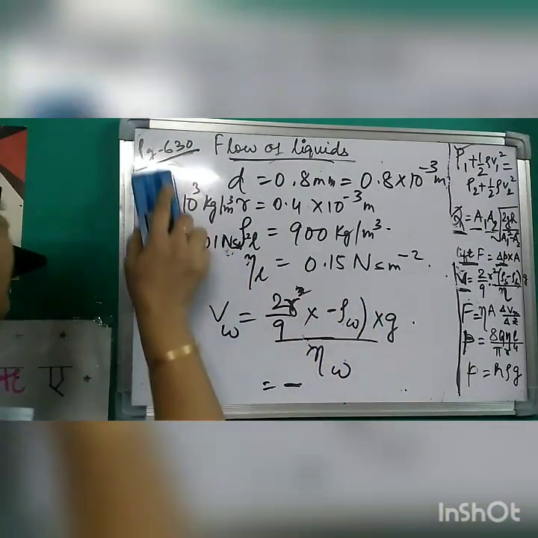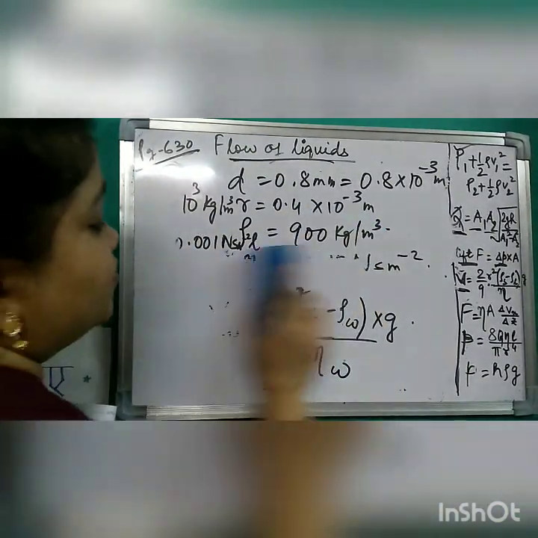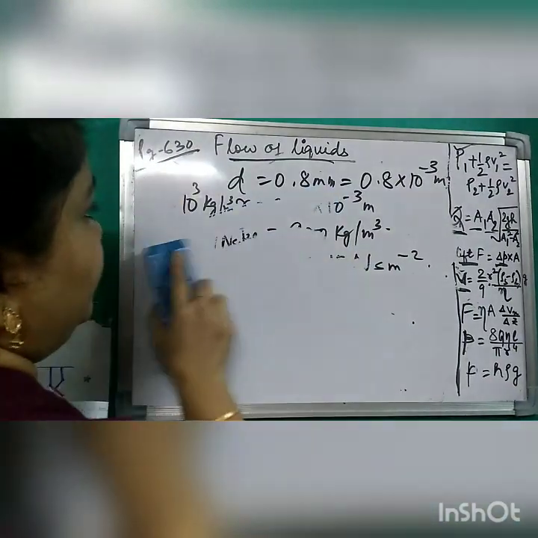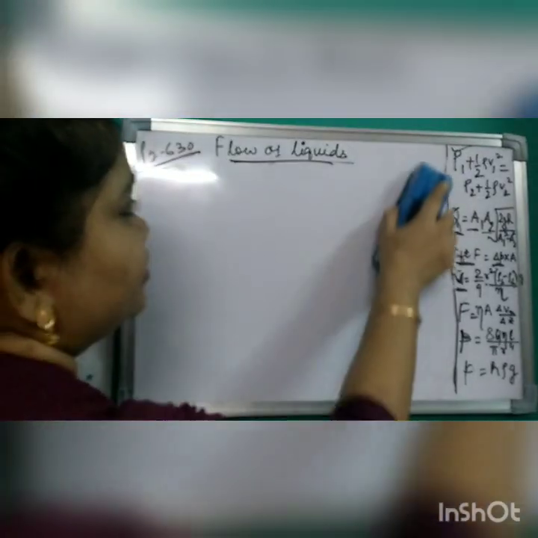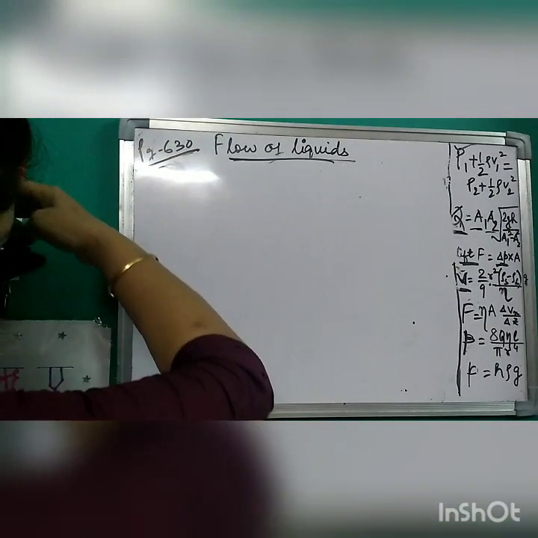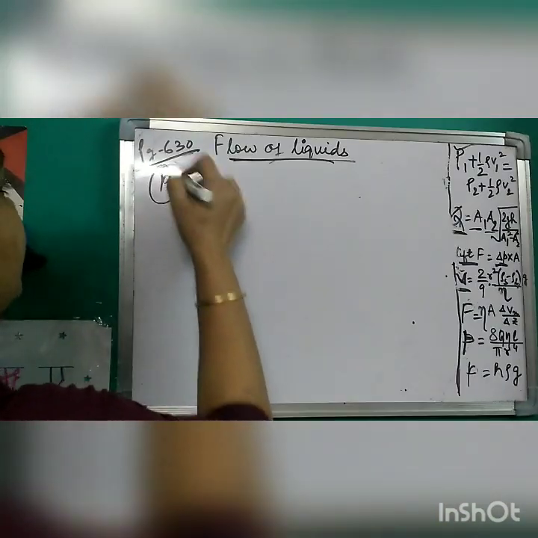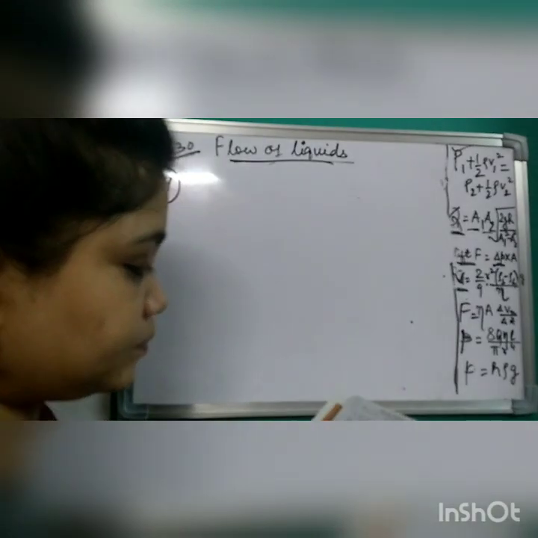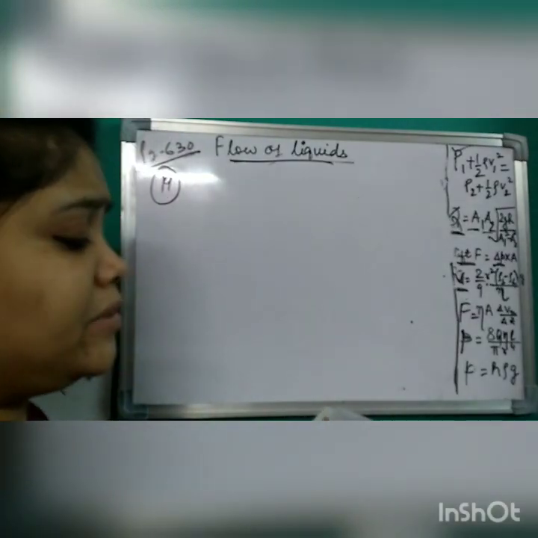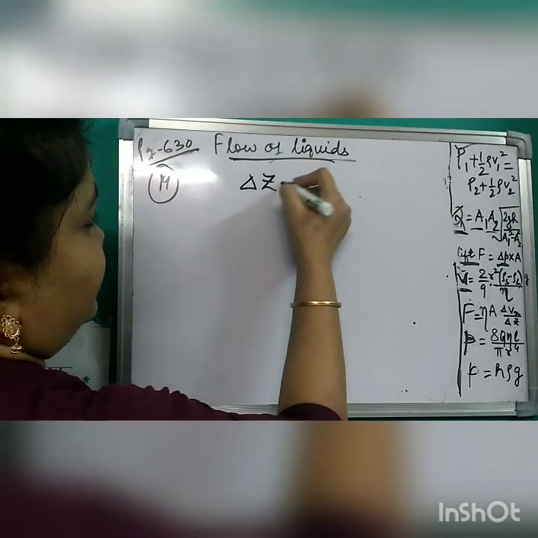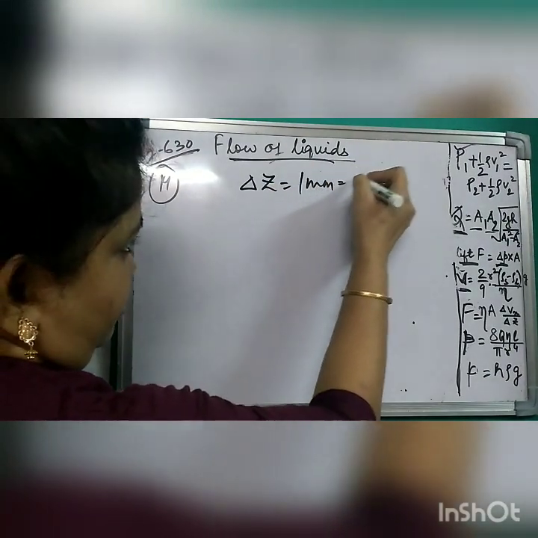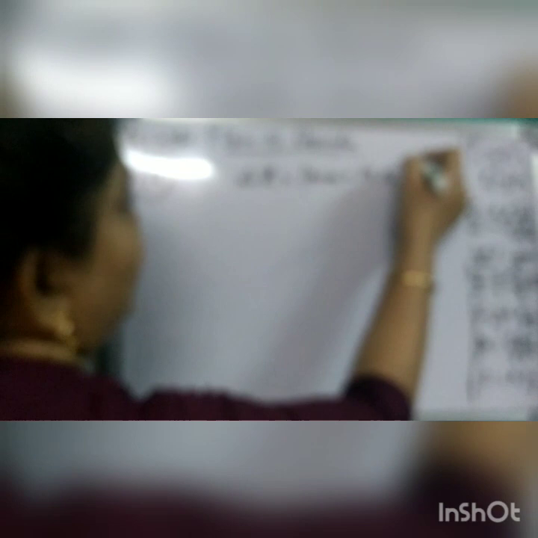Okay, so the next sums, 19 to 22, are basically based on Poiseuille's formula and velocity gradient. So let's do sum number 19. It's given there is a 1 millimeter thick layer of oil. That means delta Z is given as 1 millimeter, which is 1 into 10 to the power of minus 3 meter.